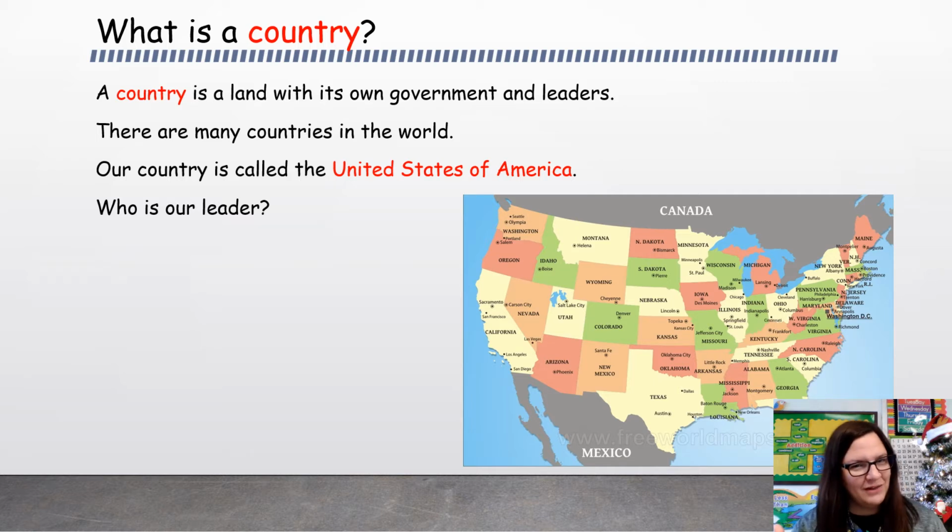Now, what country do we live in? The United States of America. So this is a map of the United States of America. All those different colored pieces, those are part of the United States.